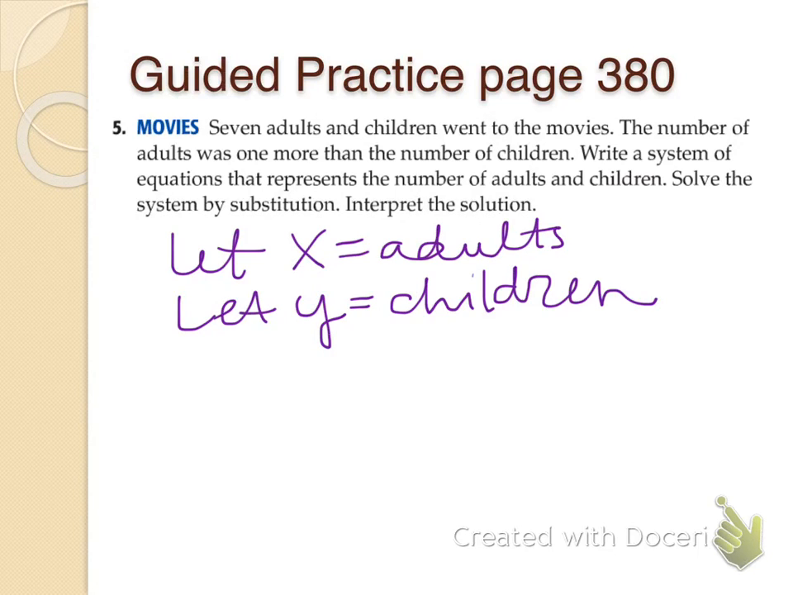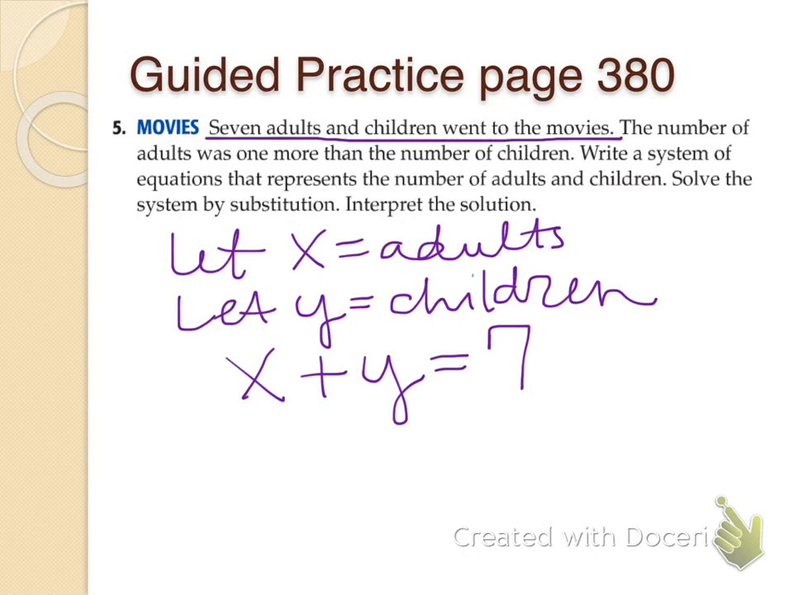All right, now we've got to read this again and see what they say. 7 adults and children went to the movies. So that tells me adults plus children equals 7. Okay, my next sentence. The number of adults was 1 more than the number of children. So adults equals children plus 1.